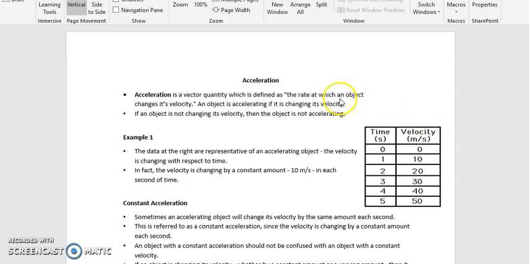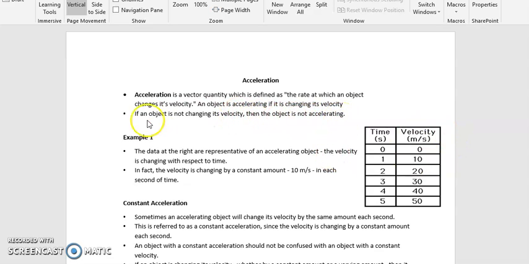Acceleration is in fact the rate at which an object changes its velocity. So an object is accelerating if it is changing its velocity. So anytime you see a velocity increasing or decreasing, that means the object has an acceleration. So if an object is not changing its velocity, then the object is not accelerating.